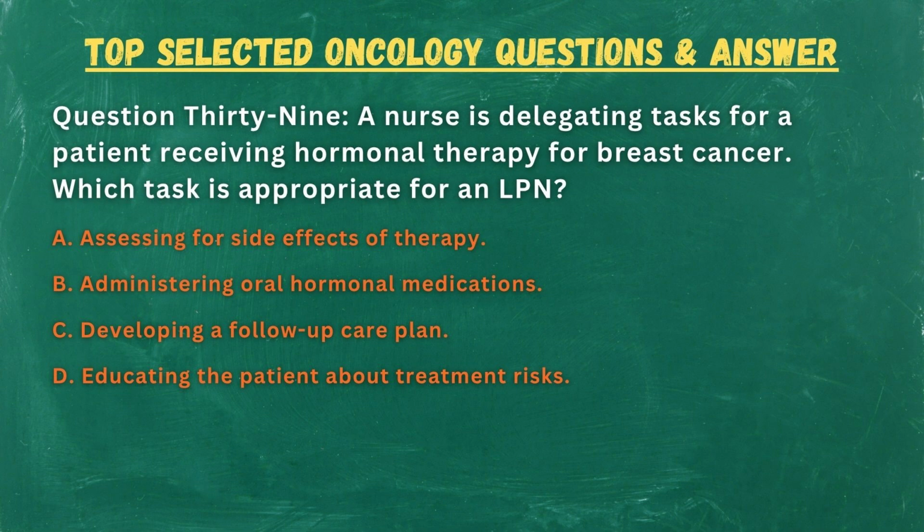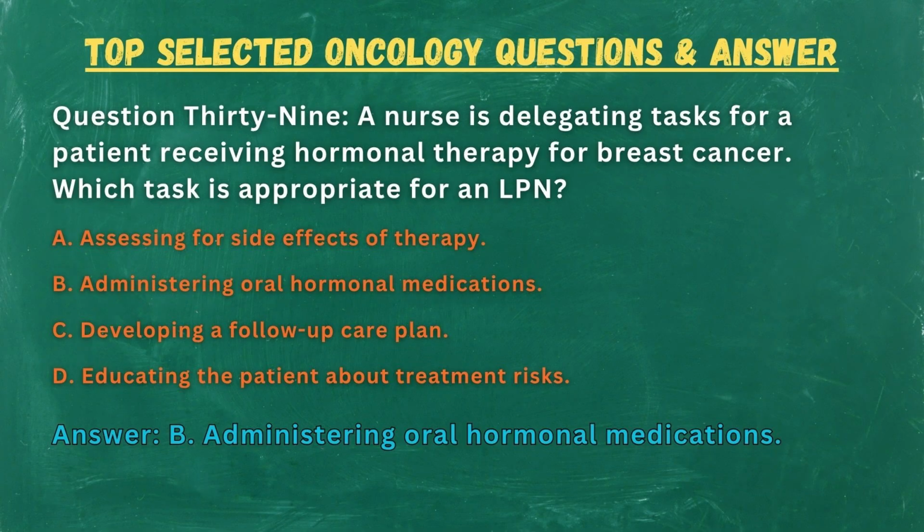Question 39. A nurse is delegating tasks for a patient receiving hormonal therapy for breast cancer. Which task is appropriate for an LPN? A. Assessing for side effects of therapy. B. Administering oral hormonal medications. C. Developing a follow-up care plan. D. Educating the patient about treatment risks. Answer: B. Administering oral hormonal medications.